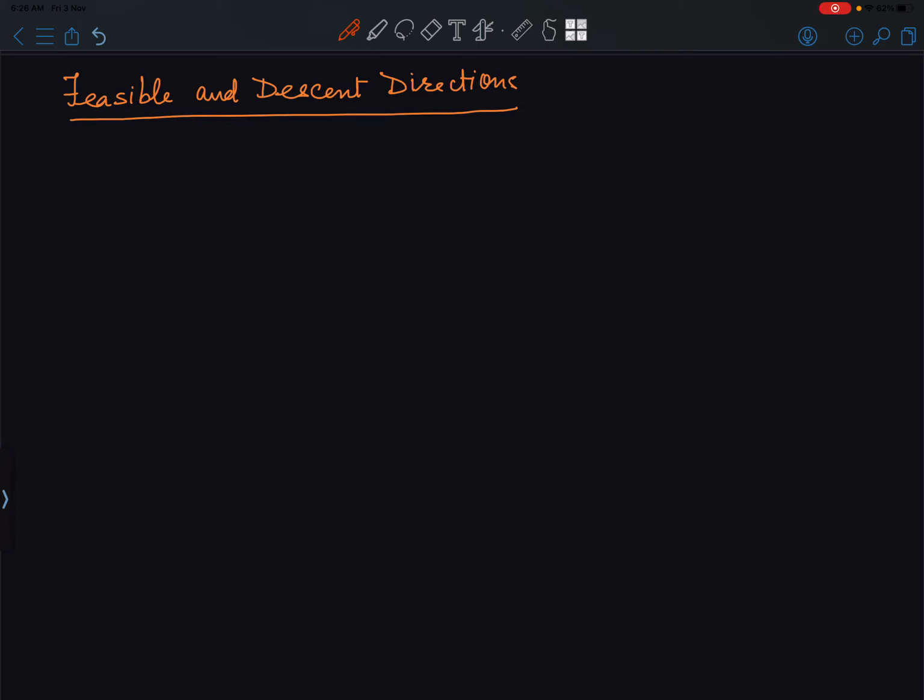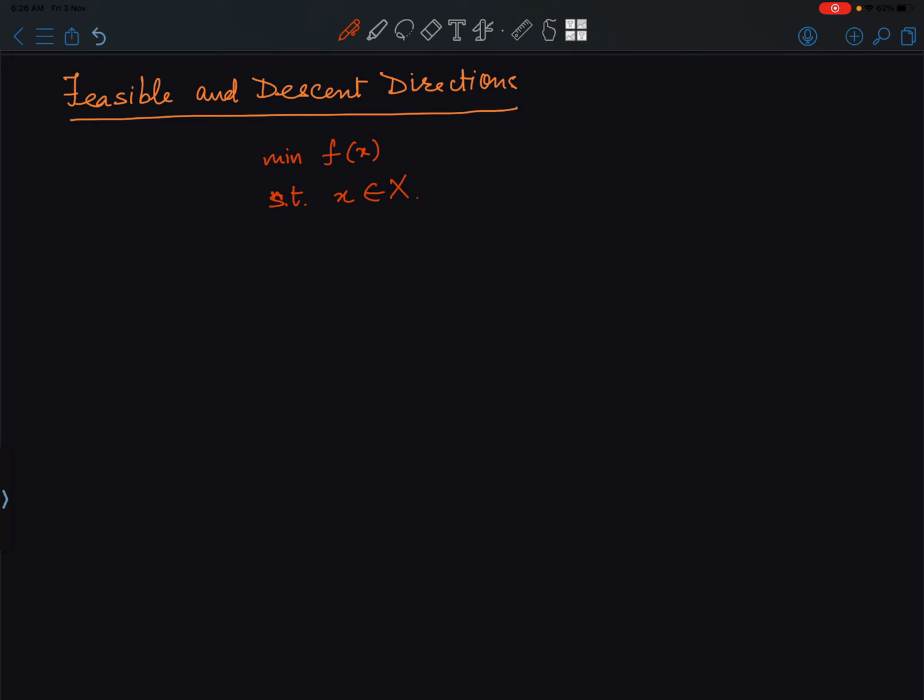Okay, let's start with the feasible and descent directions now. So, suppose this is my optimization problem: minimize f(x) subject to x belongs to capital X, right? Where capital X is my feasible constraint, the feasible region in a way.